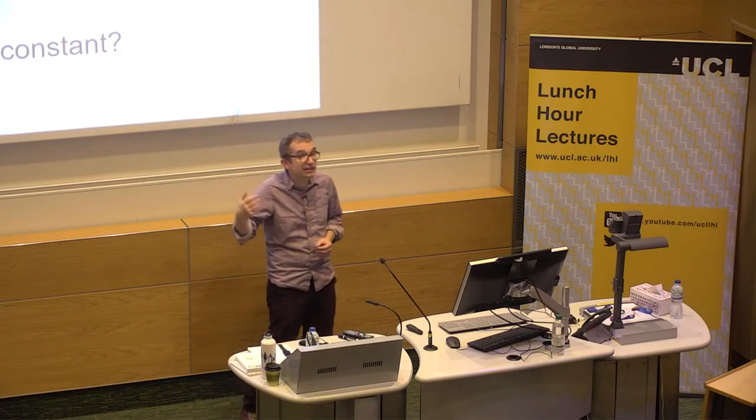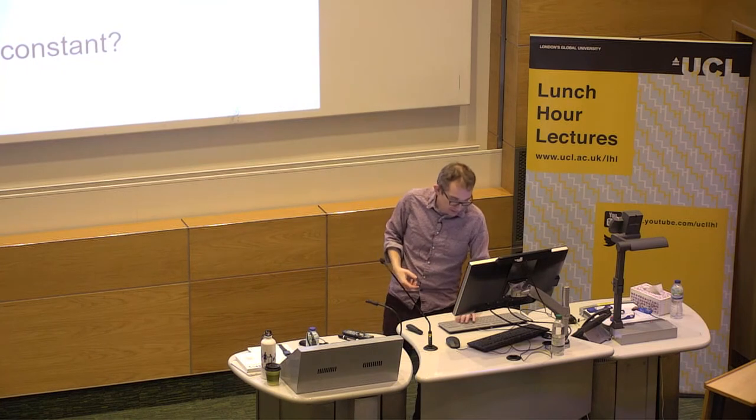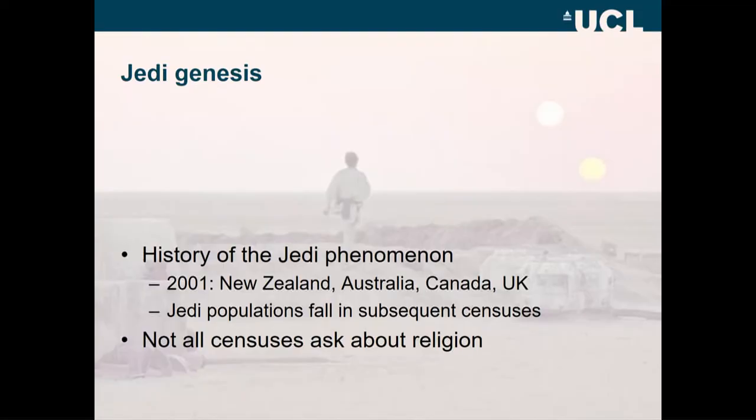But we have a question: does religion remain constant? Are you the same religion as an adult that you were as a child? And one way of exploring that is the Jedi phenomenon in the census. In the 2001 series of censuses, there were campaigns in a number of countries, primarily New Zealand, Australia, Canada, and the UK, for people to complete their census form and write Jedi or Jedi Knight in as their religion. And we saw Jedi populations in each of those countries. When we look in later years, in later censuses, the Jedi population appears to have fallen.